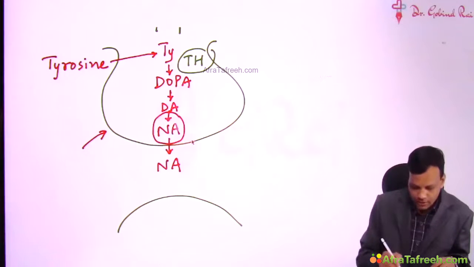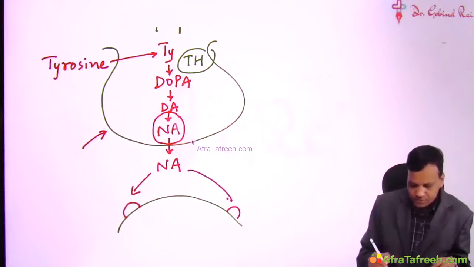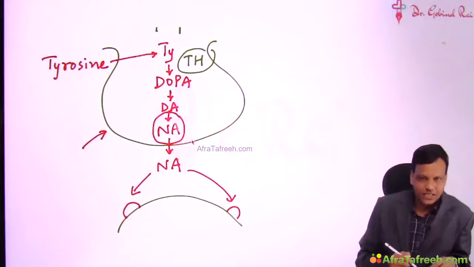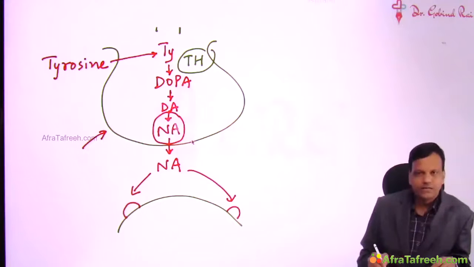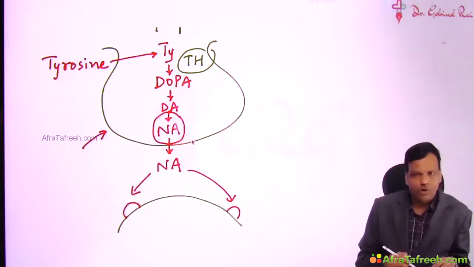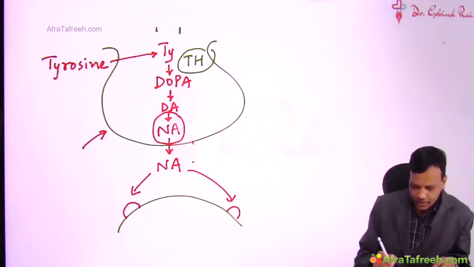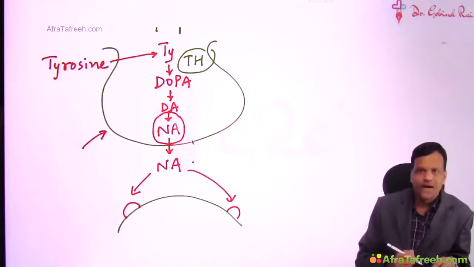Now this noradrenaline works on receptors and sympathetic action comes. We know sympathetic action is to stimulate the heart but relax most other parts of the body. Now we want to stop the action, and the major method of termination of action of noradrenaline is reuptake. It goes back into the vesicle and the action stops.